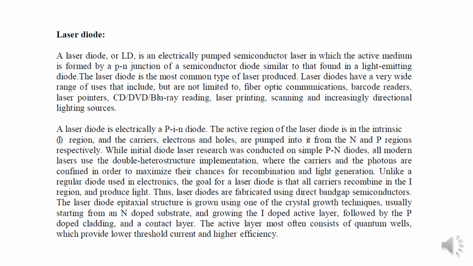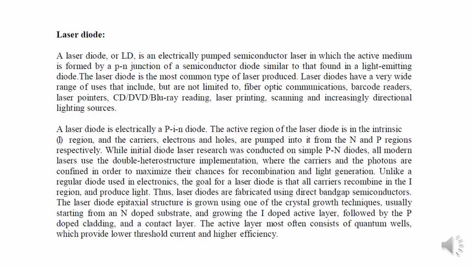Considering this laser diode, it is electrically a PIN diode, and the active region of the laser diode is in the intrinsic region. The carriers, electrons and holes, are pumped into it from the N and P regions respectively. Initial diode laser research was conducted on simple PN junction diodes. Here the carriers and the photons are confined in order to maximize the chances of recombination and light generation, and the I region produces the light.